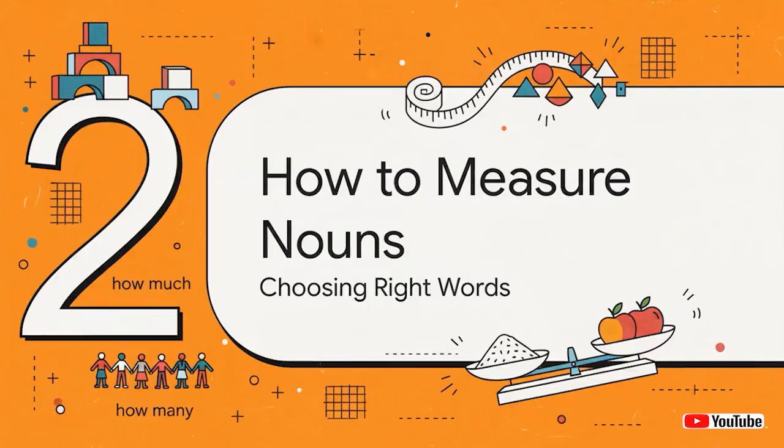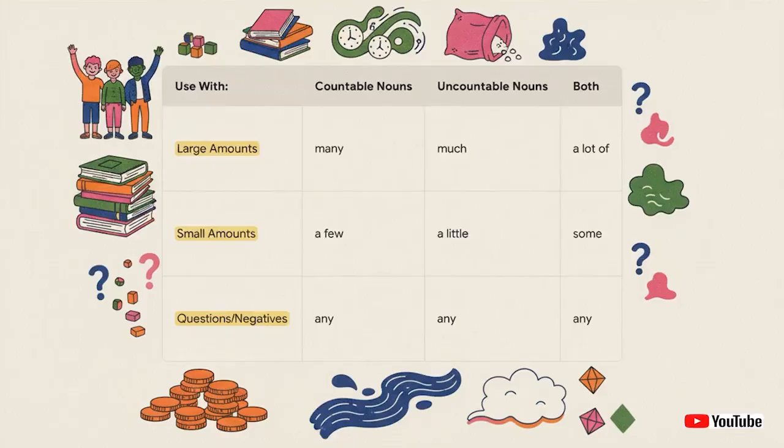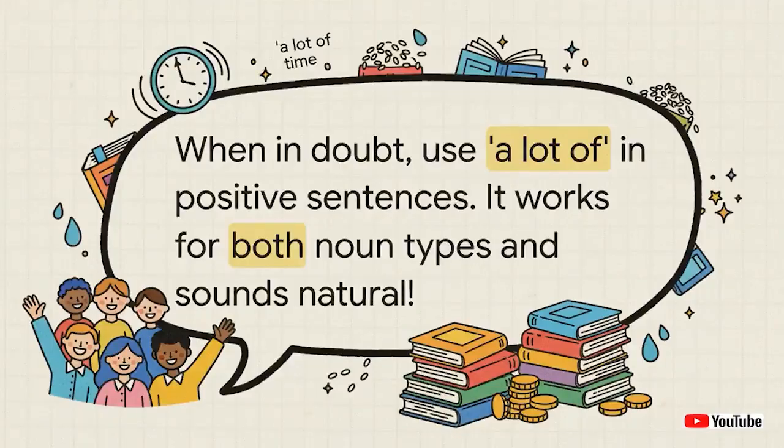Okay, so now that we know the different types of nouns, let's figure out the right words to use to describe how much or how many we have. These really useful words are what we call quantifiers. So the basic rules here are pretty straightforward. We use many with things we can count, like many friends, and we use much with things we can't, like I don't have much time. For smaller amounts, it's a few for countable things, like a few books, and a little for uncountable ones, like a little sugar.